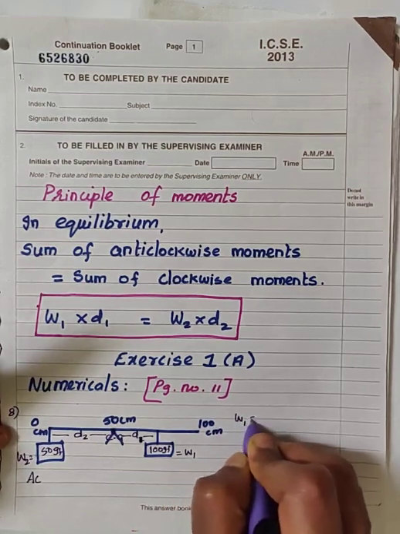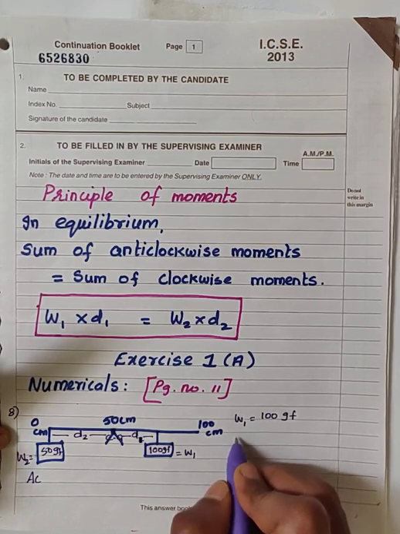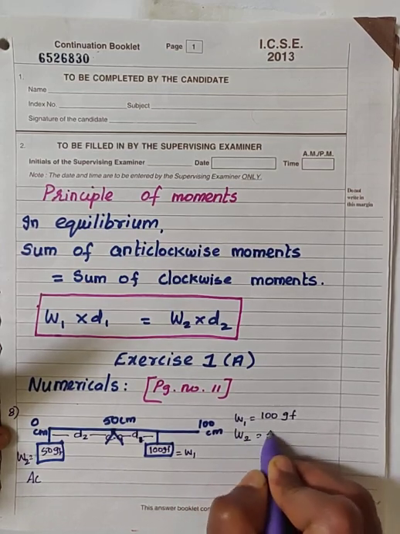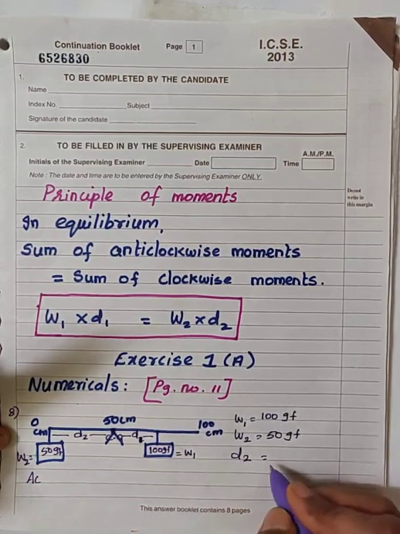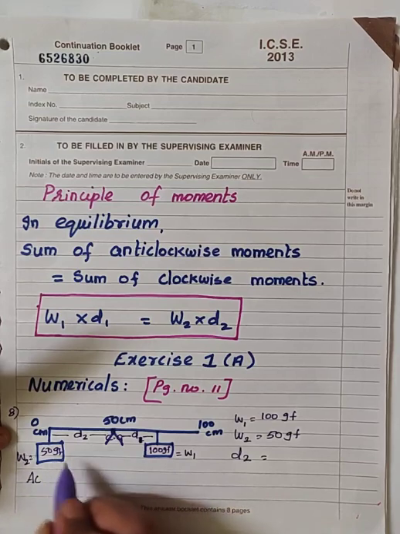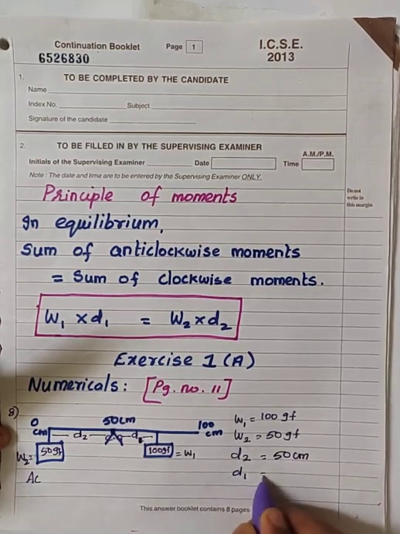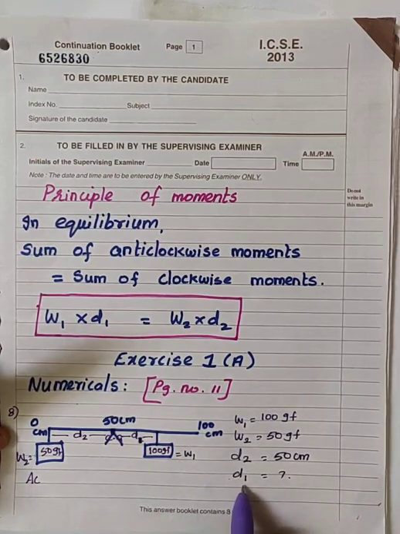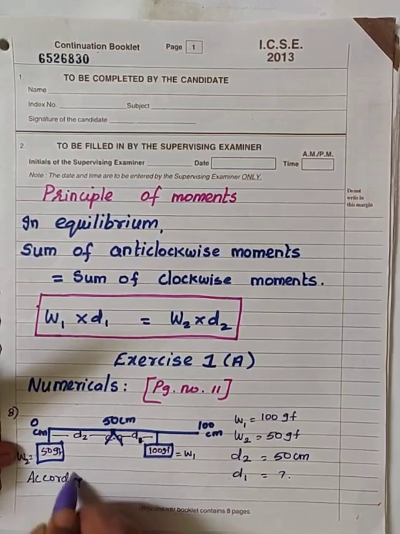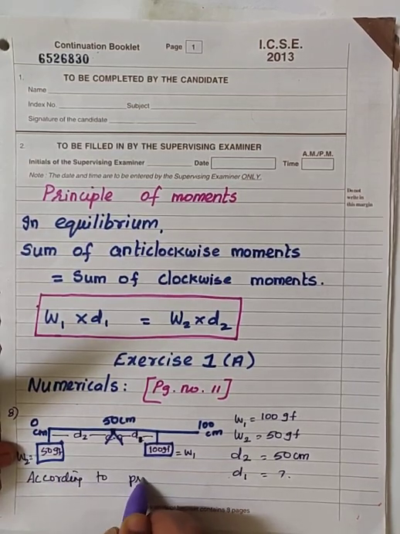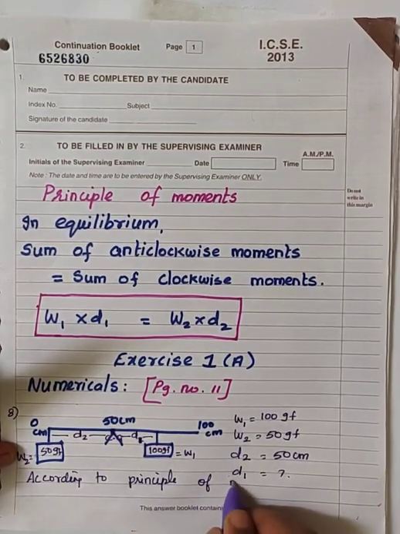Here W1 is equal to 100 gram force and D1 you are asked to calculate, and W2 is given as 50 gram force, and the perpendicular distance between W2 and the pivoted point is, from the diagram we can say, equal to 50 centimeter. We are asked to calculate the point of suspension of W1, that is D1. So we have to write according to principle of moments.